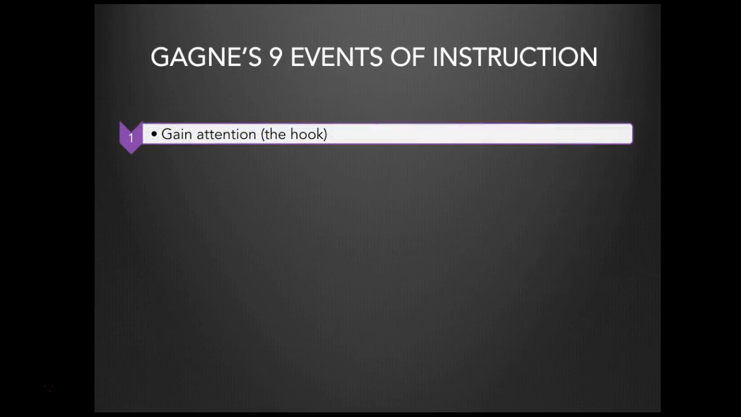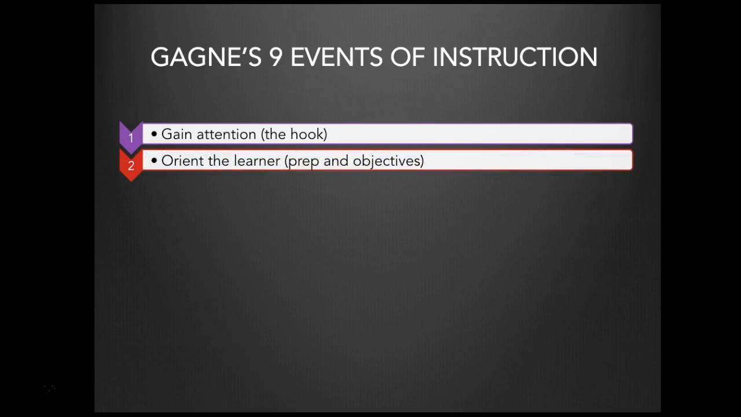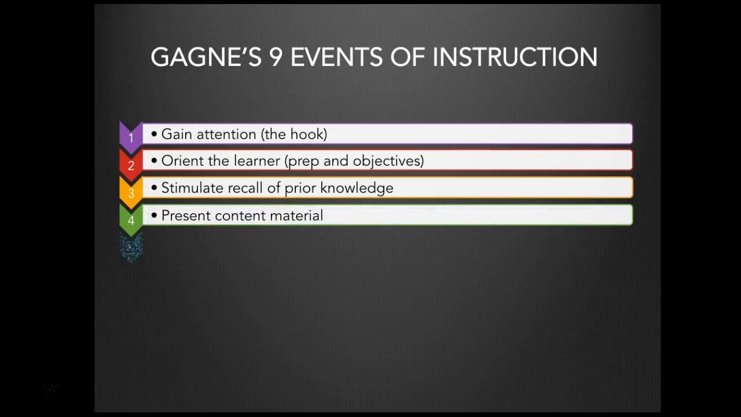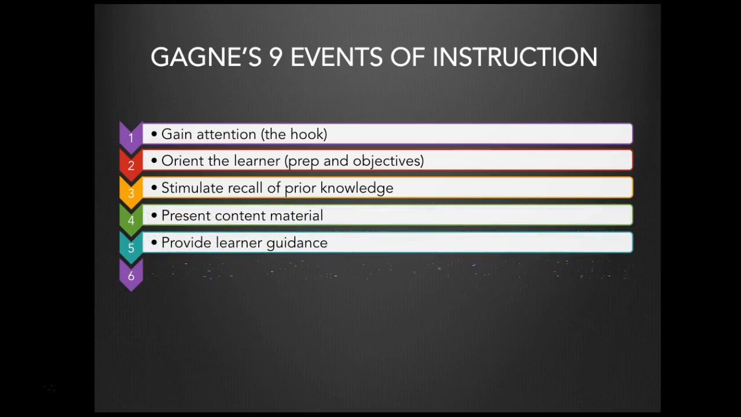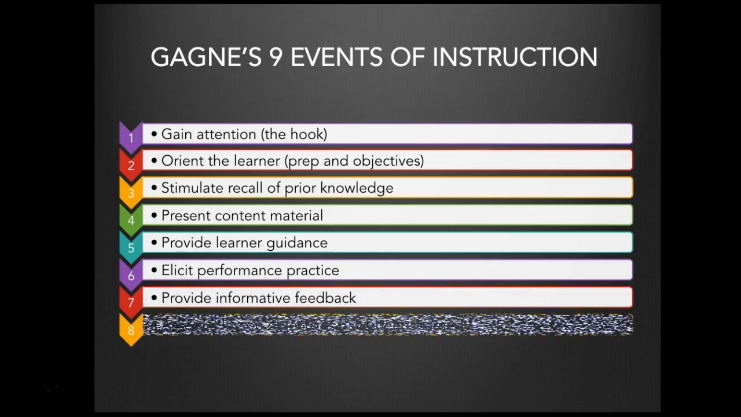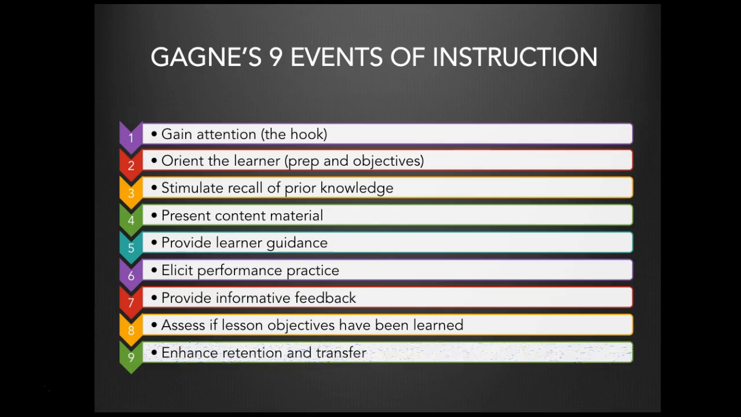Robert Gagne presented a series of 9 instructional events that became the foundation of cognitivist instructional design. They are: gain attention, orient the learner, stimulate recall of prior knowledge, present content material, provide learner guidance, elicit performance practice, provide informative feedback, assess if lesson objectives have been learned, and enhance retention. The following are ways Gagne's 9 events of instruction can be applied to an online lesson.